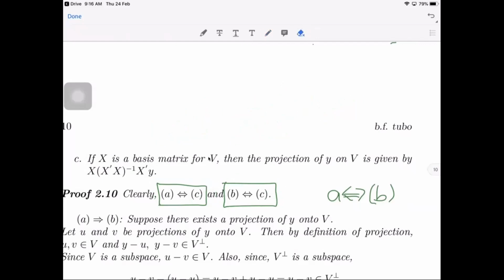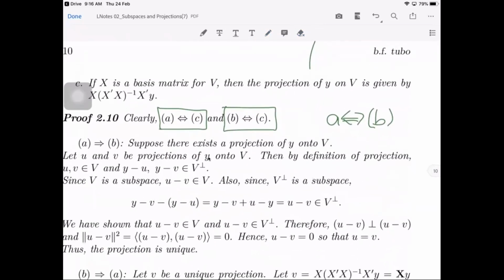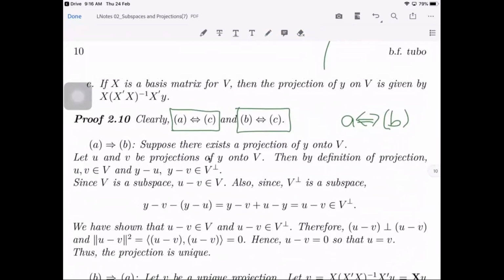So what we will just prove is A if and only if B. Okay, so this is the proof of A if and only if B. So A implies B. What does A implies B mean? Suppose A and then show B. In A, there exists a projection. So suppose there exists a projection of y unto V. Now you have to show that this projection is unique.